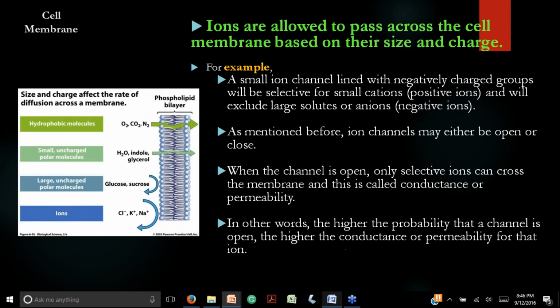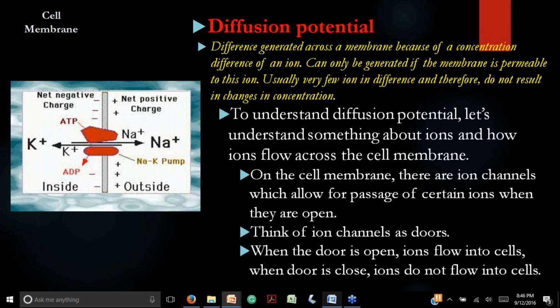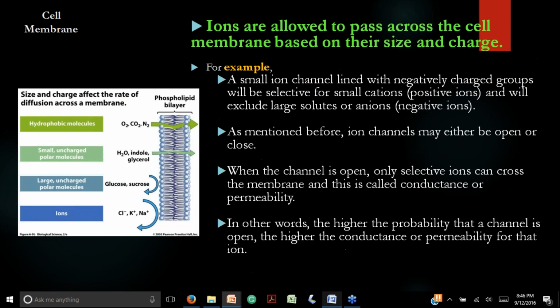All right, so talking about diffusion potential: it is the potential difference generated across a membrane because of a concentration difference of an ion. It can only be generated if the membrane is permeable to this ion. Usually very few ions make the difference, and therefore they do not result in changes in concentration.